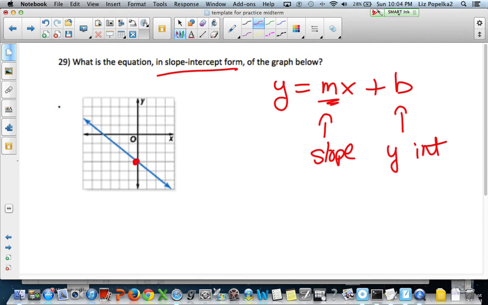Remember, your y-intercept is right there where it hits the y-axis. This is where the graph comes in contact with your y-axis, and it looks like it's down at -3. So your y-intercept is -3. So it's going to be y equals some number in front of the x minus 3. So now we got to figure out what the slope is.